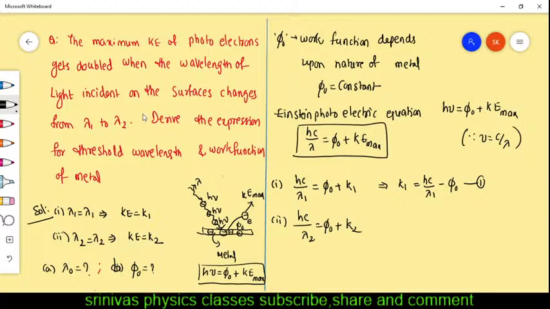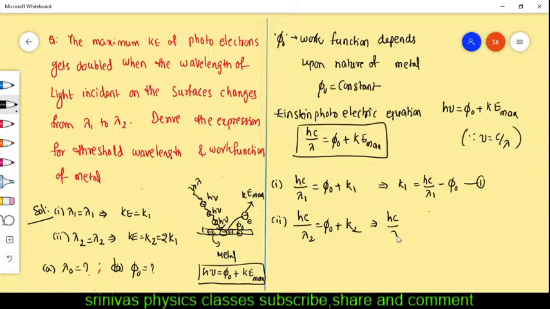The K2 is given. You see here, the maximum kinetic energy of photoelectrons gets doubled when the wavelength of light incident on the surface changes from lambda 1 to lambda 2. When lambda 1 is the wavelength, the kinetic energy is K1. When the wavelength changes to lambda 2, the kinetic energy becomes K2, but it becomes doubled. Doubled means initially K1, it will become 2K1. This we substitute here: K2 is 2K1. We understood.